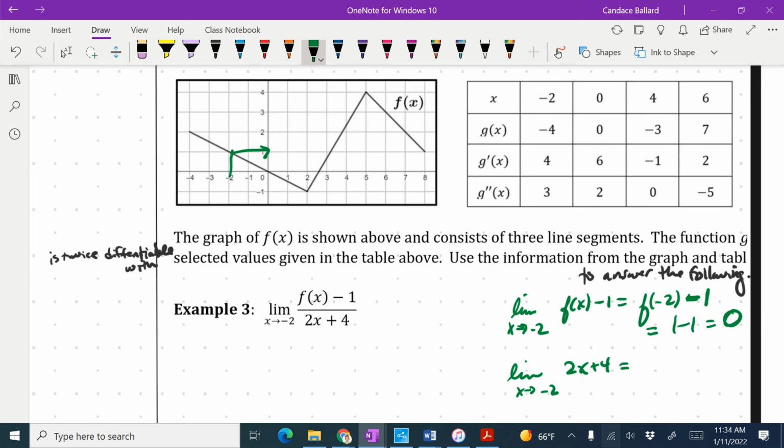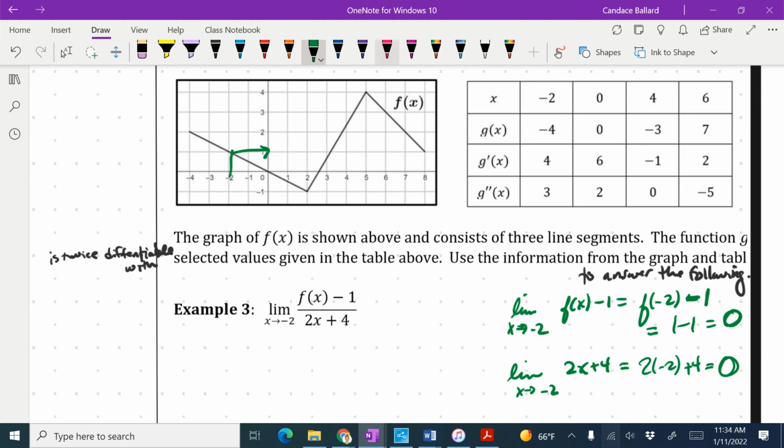All right. Then we've got 2 times -2 plus 4. What's 2 times -2? -4 plus 4 is? 0. All right, so we've proven that we're indeterminate, right? Our numerator and our denominator are both 0. So we need to do L'Hopital's rule.